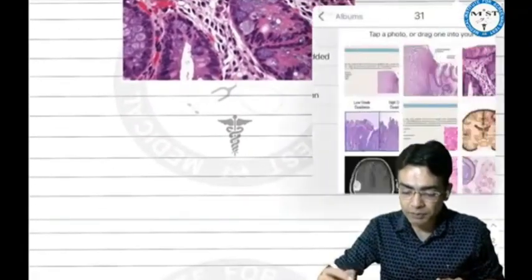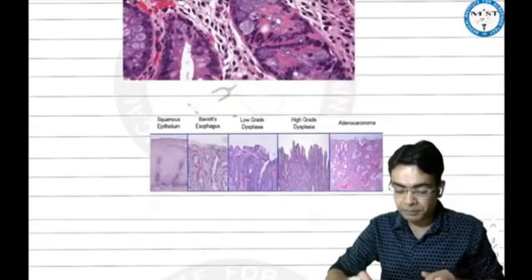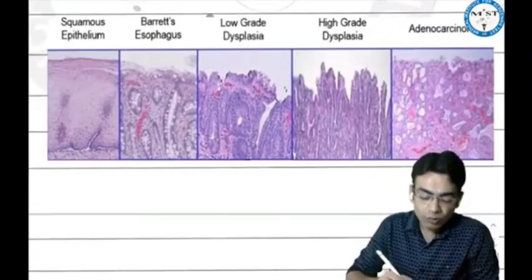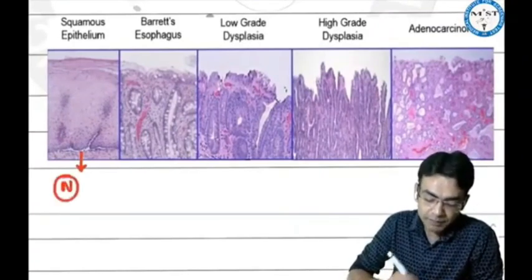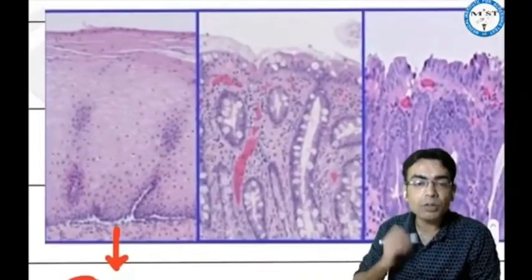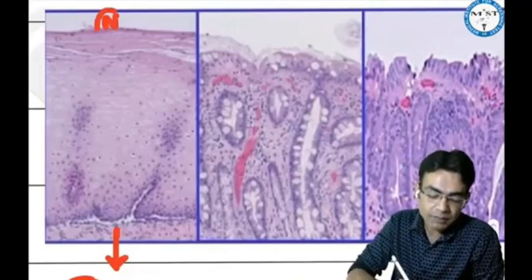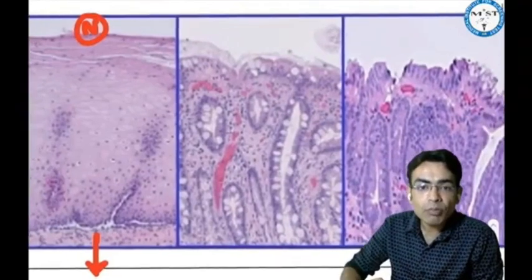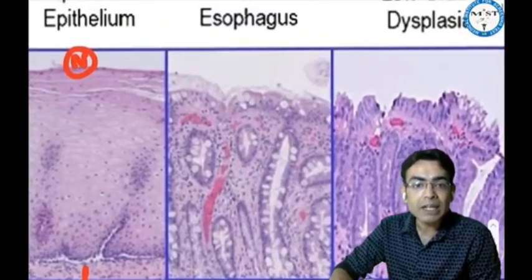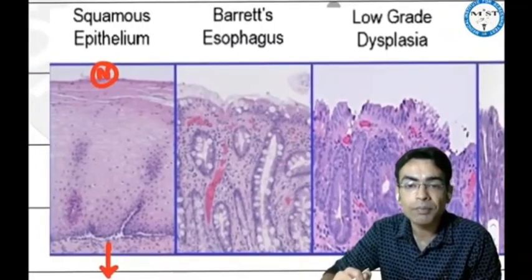Okay, let's see this picture. See, normally our esophagus looks like this. I hope you are able to see the squamous cells. There is no gland in a normal esophagus. This is a normal esophagus. Now, if you move towards the right side, what has happened? I hope you are seeing the glands now.